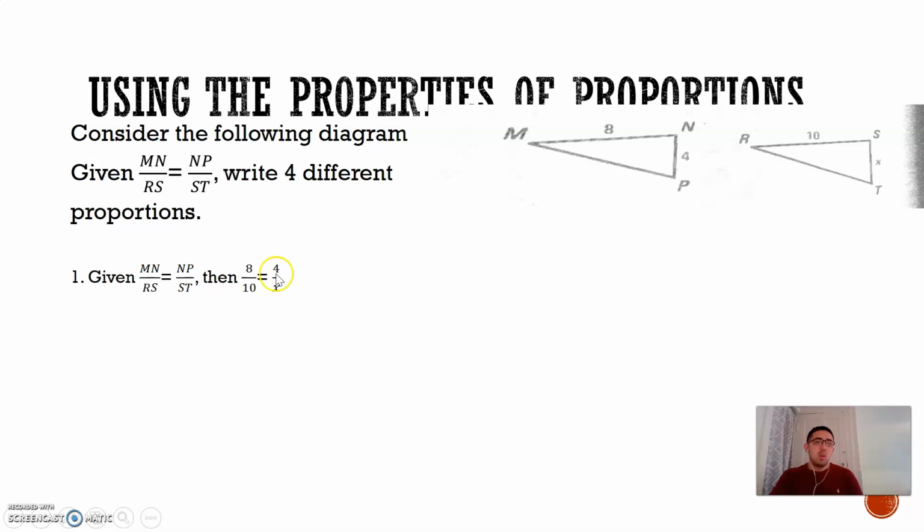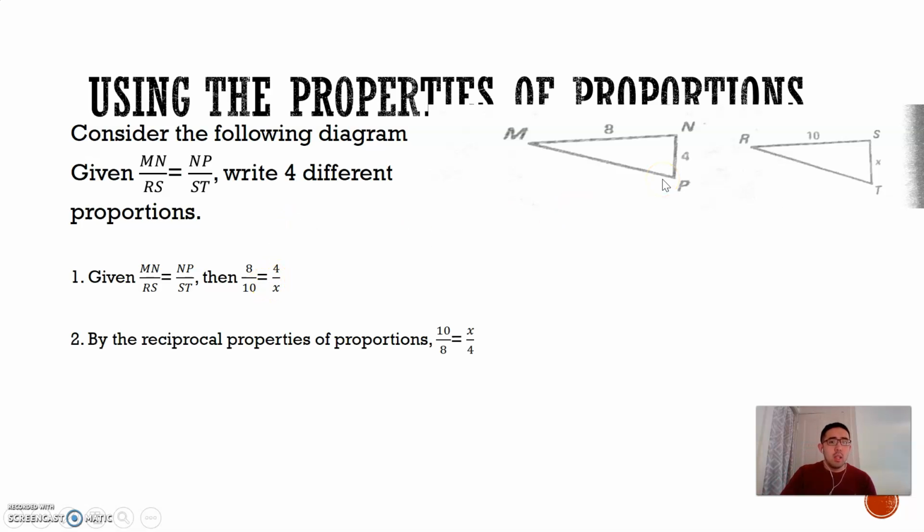Now, the second one is, what if I decide to take the reciprocals? 10 over 8 is equal to x over 4. That is also equivalent, okay? Those are also equivalent. I could also take this and move it here, and this and move it here, and I would still have equal proportions, right? So 8 over 4 is equal to 10 over x.